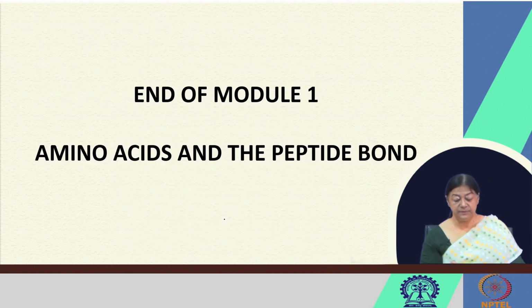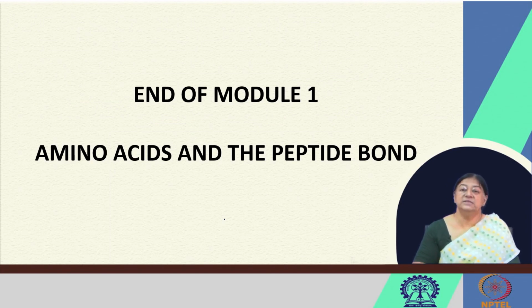So, this completes module 1, where we looked at amino acids and the peptide bond. We looked at specific characteristics of the amino acids, what the side chains are, what types of side chains we can have, and how they can have different properties. We then went on to look at the peptide bond formation, its geometry, and its specific characteristics. We will begin module 2 with an understanding of the primary structure and look at protein architecture and protein structure. Thank you.